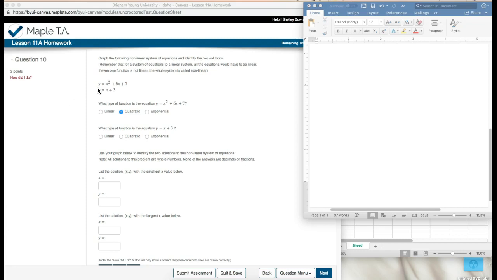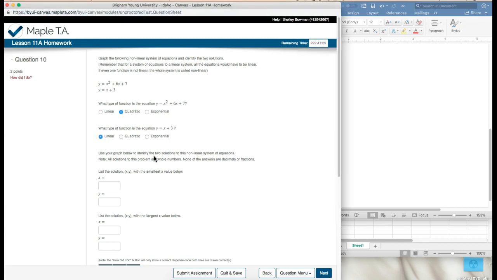So in this case, I have this first equation. The function is x squared, which tells me that it's a quadratic, or polynomial to a degree 2, which you would have seen as we were graphing some trend lines in the last section. So this one is called quadratic. The next one is what type of function is y equals x plus 3. Because I have x to the first power, or it's just 1x, this tells me that it's linear. The next thing is using your graph below to identify the two solutions.